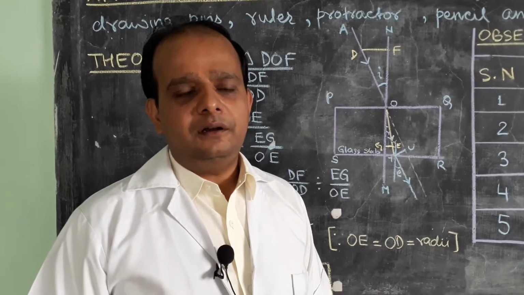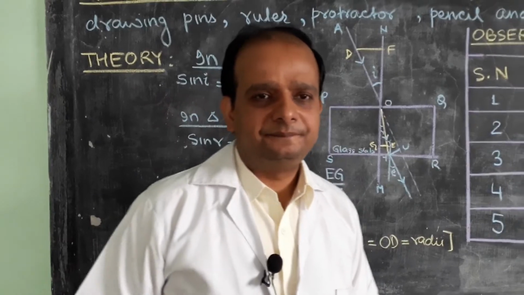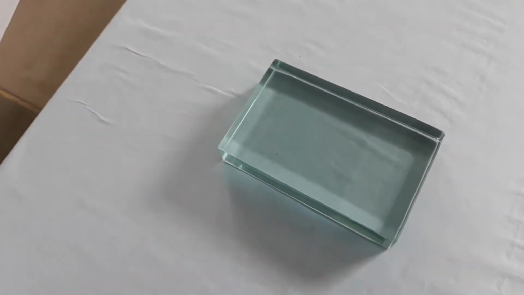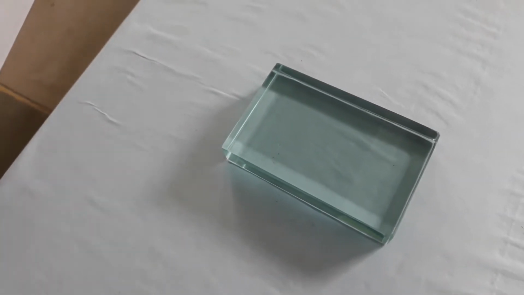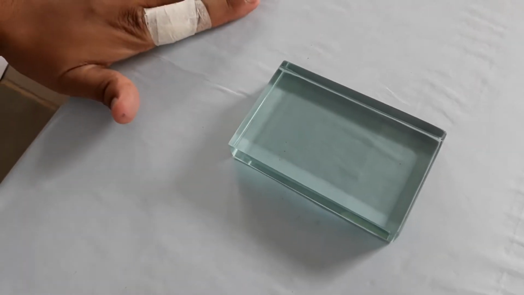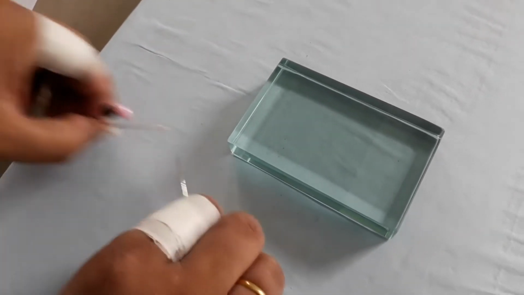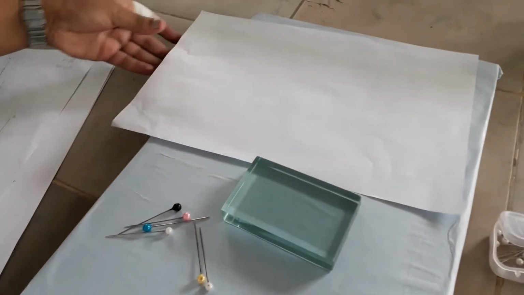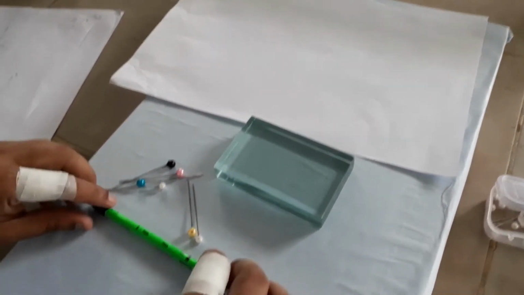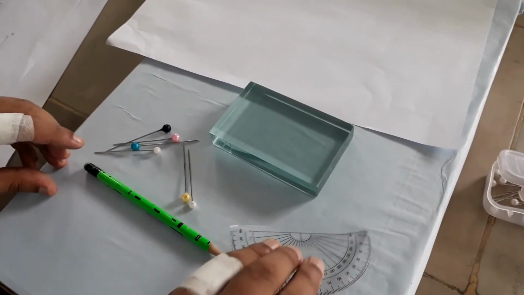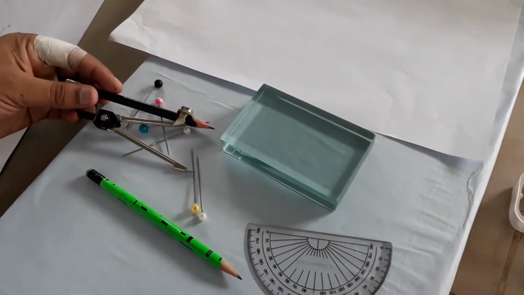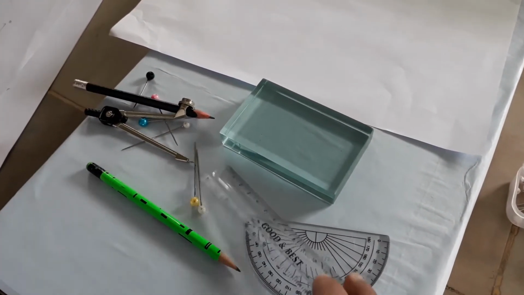Now we will move on to the experimental part. So the apparatus required are: a rectangular glass block, this is your drawing board, this is a drawing pin, this is your white sheet of paper, pencil, protractor, compass and ruler.